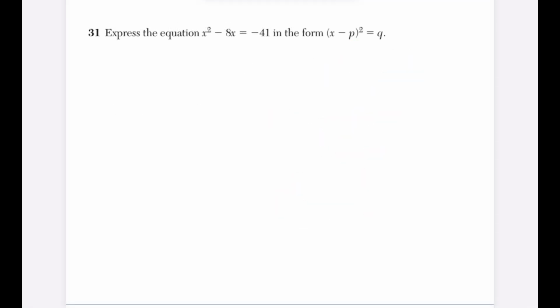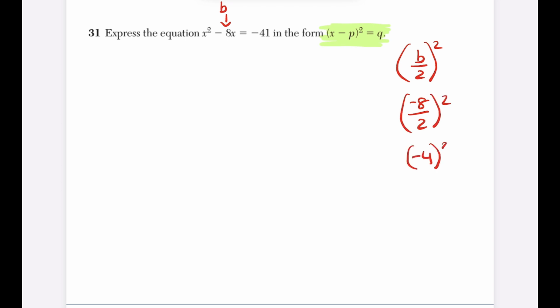Number 31 wants us to express the given equation in the form (x minus p) squared equals q. So the way that we can achieve that format is by completing the square. The way we complete the square is like this. You're going to take the b value, which is the coefficient of x, and take half of it, so we're going to divide it by 2, and then square that value. So if I take half of b and I square it, that gives me negative 4 squared, and that is 16.